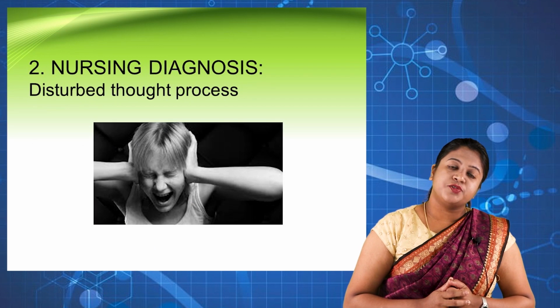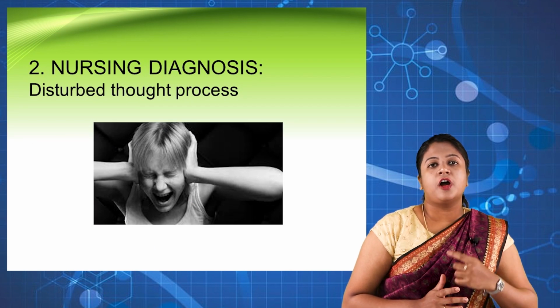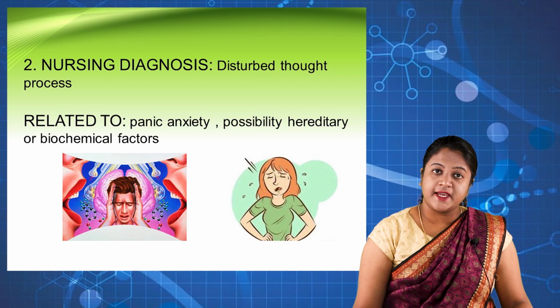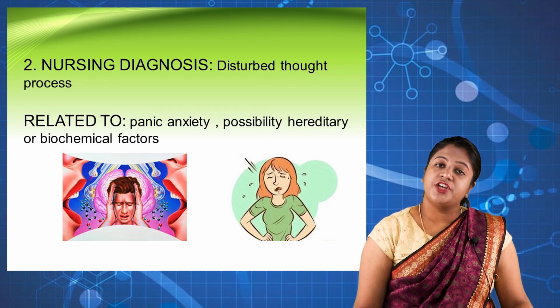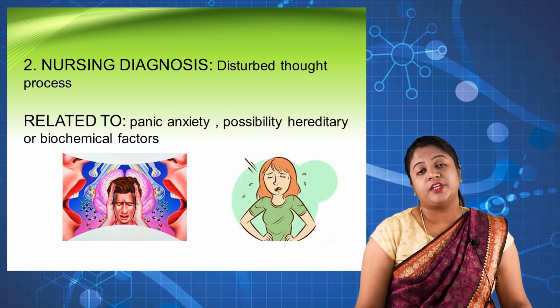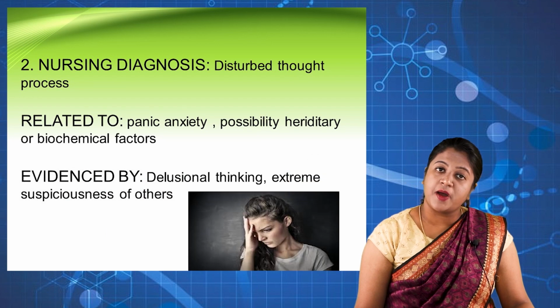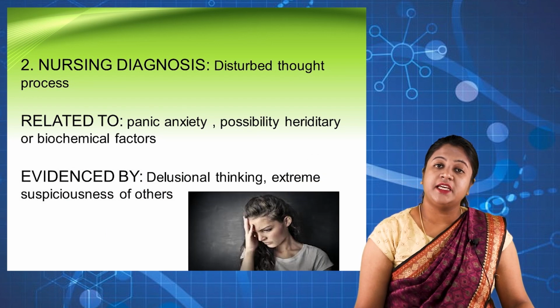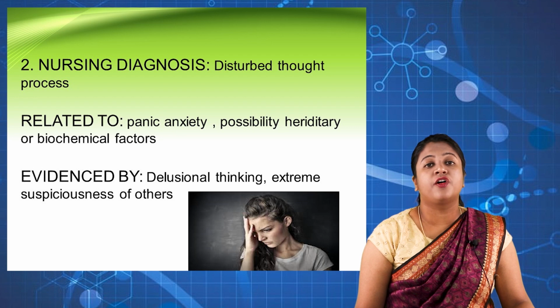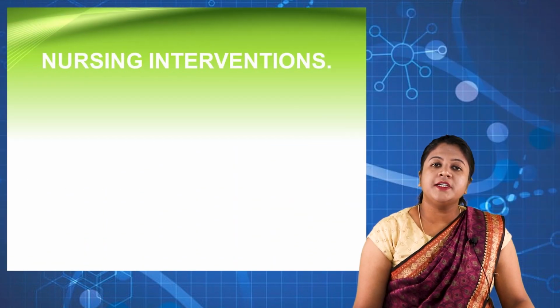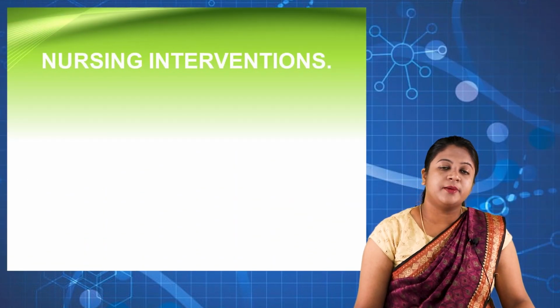The second nursing diagnosis that you can state is a disturbed thought process related to panic anxiety, possible hereditary or biochemical changes or factors, as evidenced by delusional thinking and extreme suspiciousness of others. Now, what are the nursing interventions that you can plan?